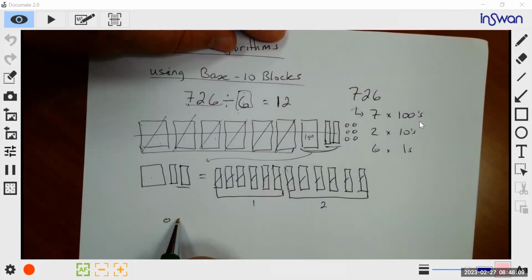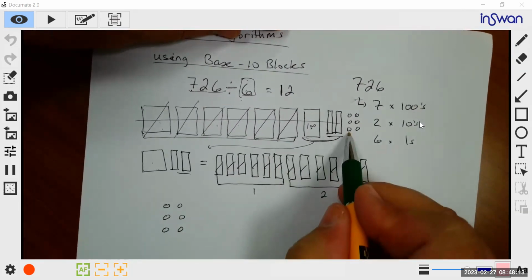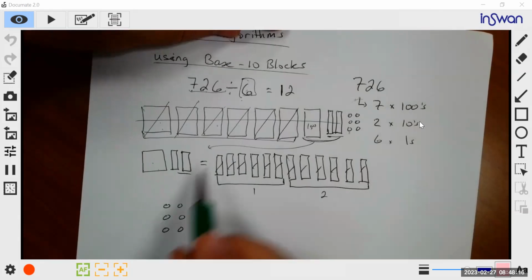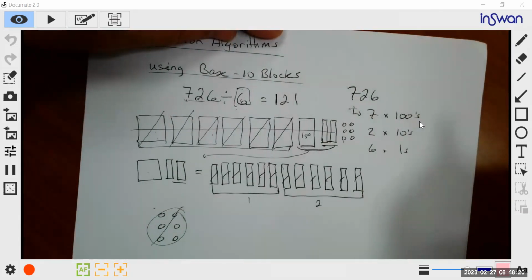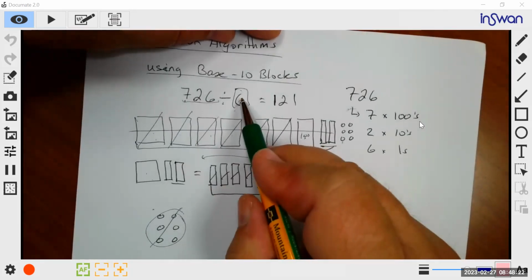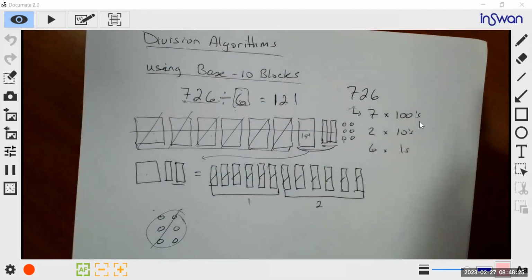All we have left now are 6 1s. I'm dividing by 6, so that goes in there 1 time. So 726 divided by 6 equals 121.